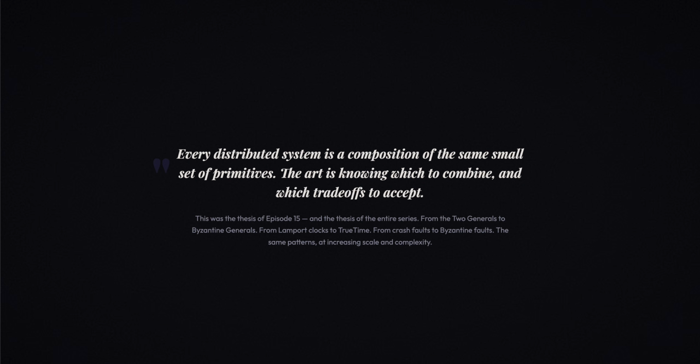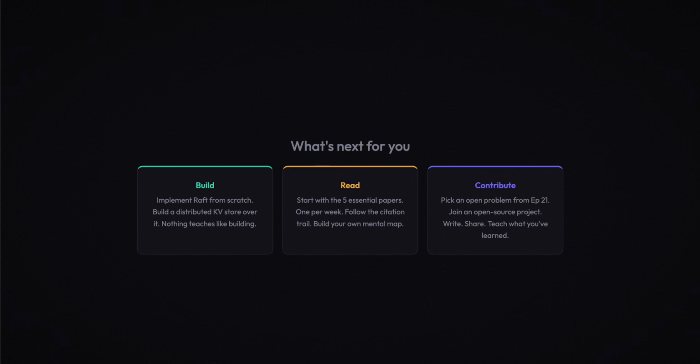So, what's next for you? Build. Implement Raft from scratch. Build a distributed key value store on top of it. Nothing teaches like building. The MIT 6.824 labs are free, public, and excellent. Read. Start with the 5 essential papers from this episode, one per week. Follow each paper's citation trail. Build your own mental map of the field. Contribute. Pick an open problem from episode 21. Join an open source distributed systems project. Write what you are learning publicly. Teach the next person. The fastest way to deepen your own understanding is to explain it to someone else.